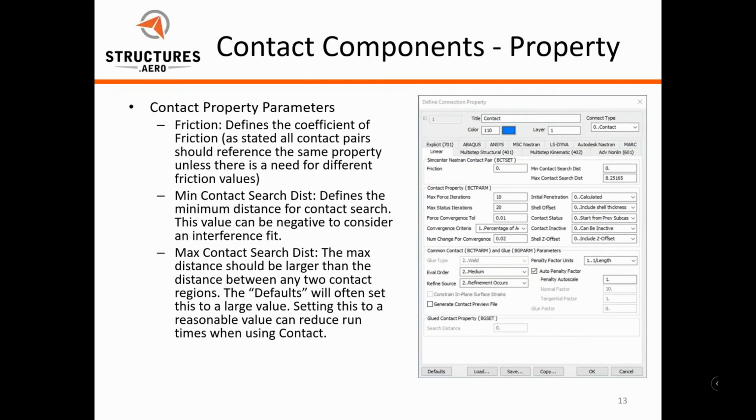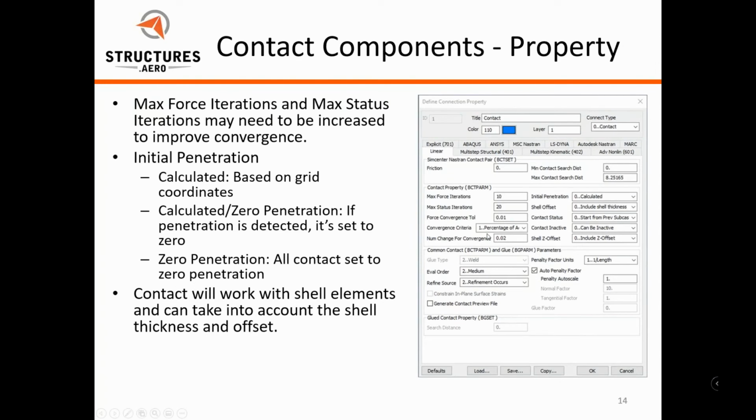Okay, some of these other parameters, the max force iterations and max status, those two parameters can be increased to improve convergence. The initial penetration, again, is something that is not often needed to be changed, but there are 3 settings in here: calculated, calculated 0, and 0 penetration.